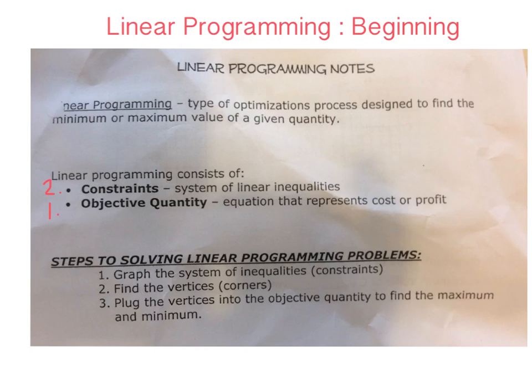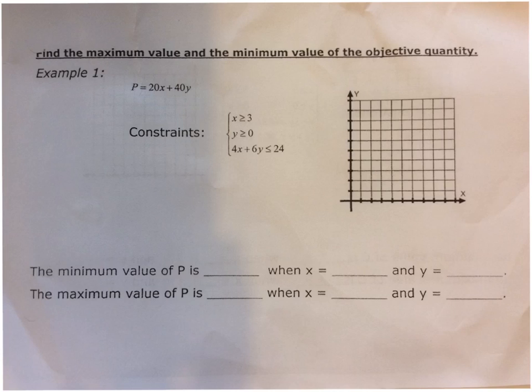There are 3 steps to solving linear programming problems without word problems. 1, we're going to graph the systems. 2, we're going to find the vertices, the corners. 3, we're going to plug them into the objective quantity to find the max and min. And that will make no sense to you until you see a problem. So here's our first one.